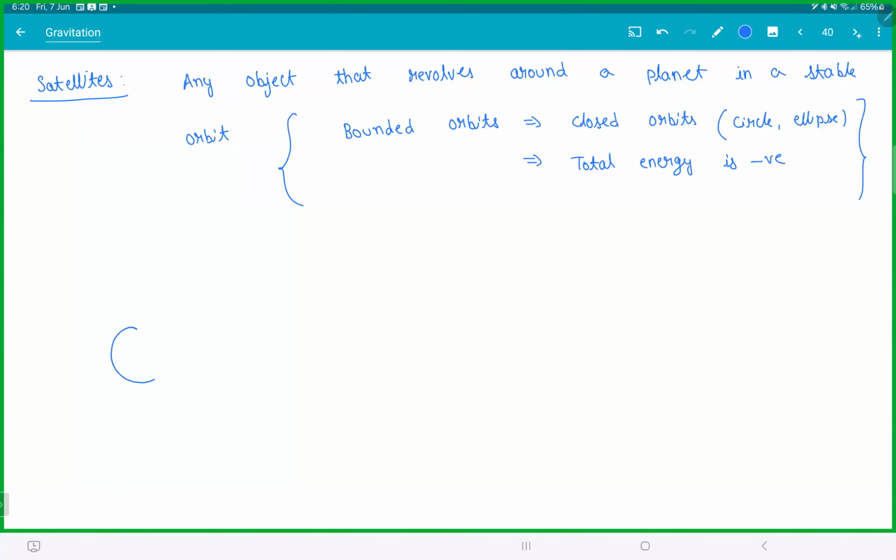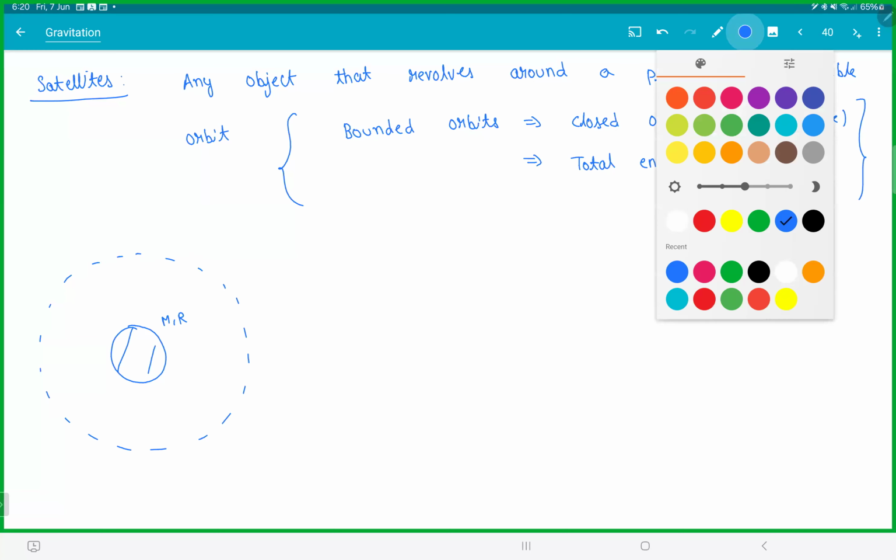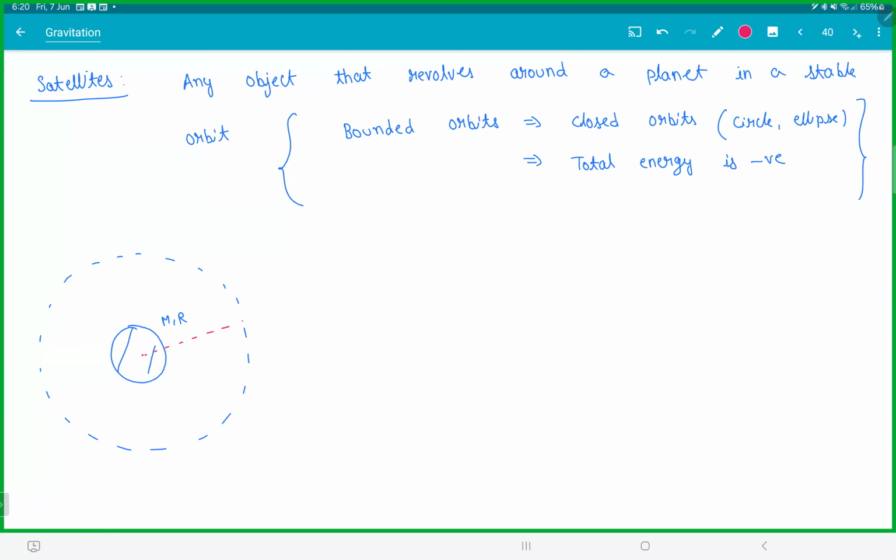Now, if you take a planet here, and let's say this is going around it. Technically, in our portion we have only circular orbits, but in advanced problems they can ask you about elliptical orbits also. We will see a few of them. So the gravitational force would be GMm by r square. The centrifugal force would be mv square by r. So GMm by r square is mv square by r.